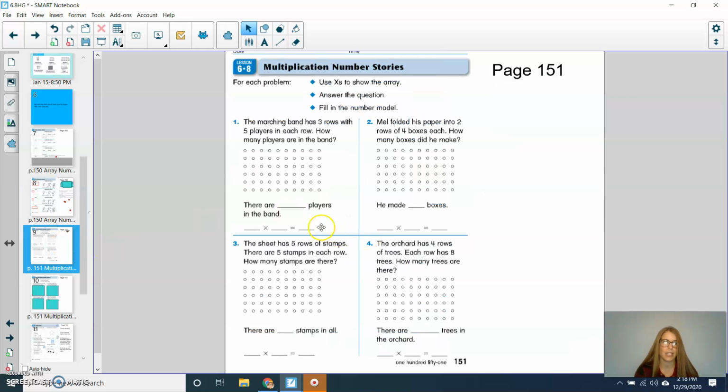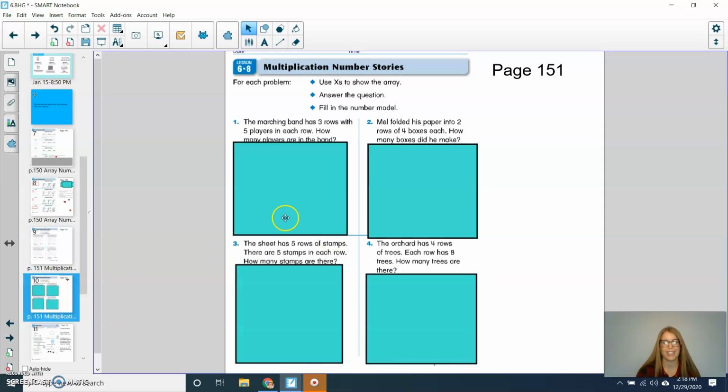So if you can take a look at page 151. So for this page, you can either make X's on the array or you can box it in. And I'm going to be boxing it in because that's a little bit quicker for me. So looking at the first question, the marching band has 3 rows with 5 players in each row. How many players are in the band? If you can make the array and then tell me how many players and write the number model. I'll show you what that first one would look like.